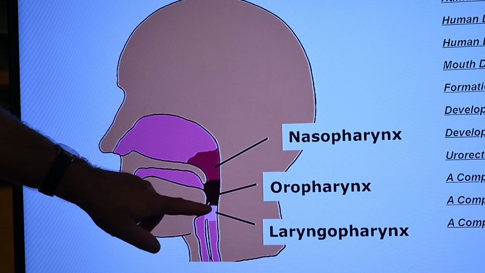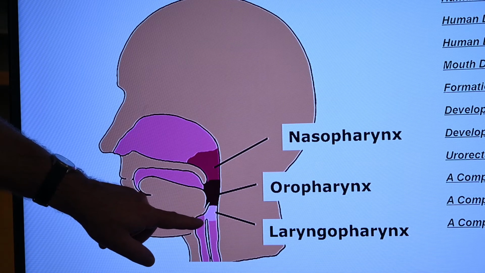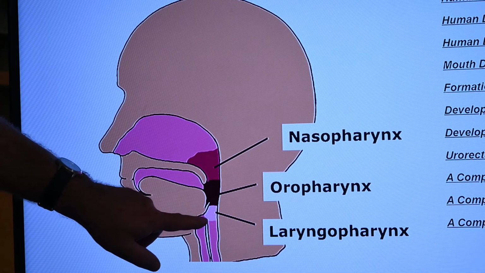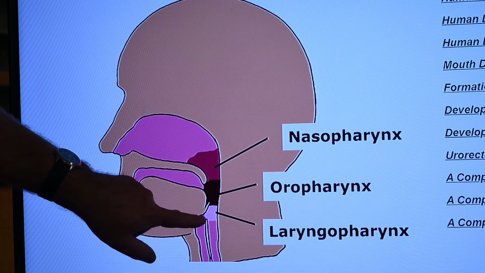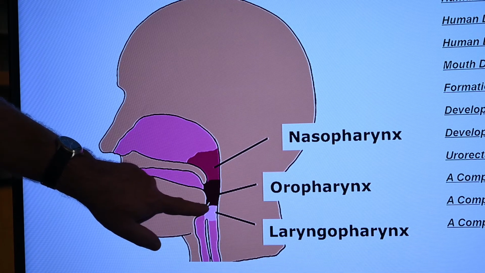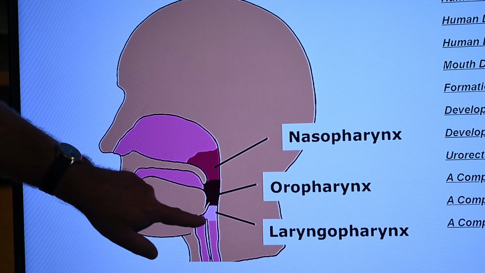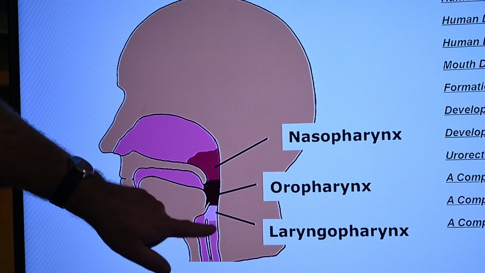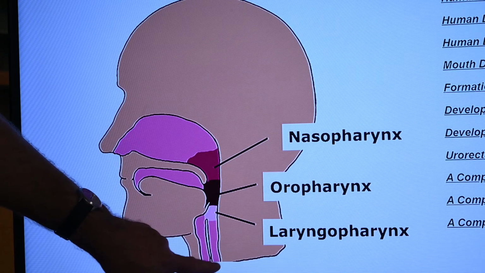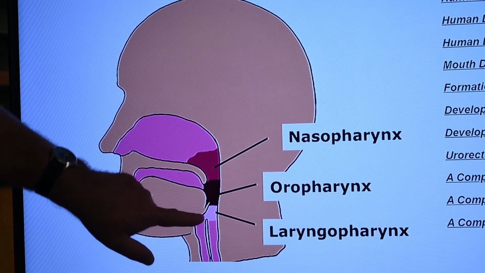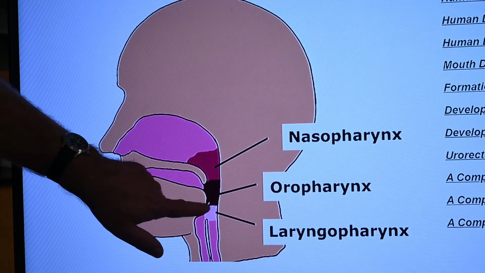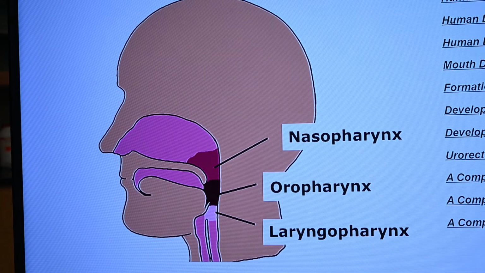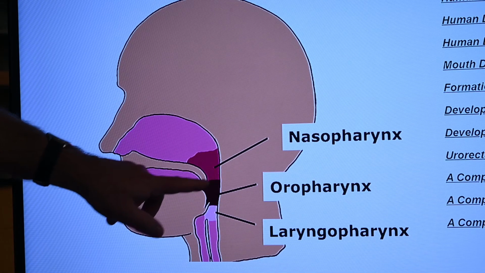Down below here, once you get to your epiglottis and the opening to your windpipe or trachea or larynx right there, that is called the glottis opening. So next to your epiglottis and glottis is the laryngopharynx above your esophagus. So you've got an esophagus here, a trachea, a larynx here, the glottis opening there, and the epiglottis right there. Okay. So those are your three regions of the pharynx.